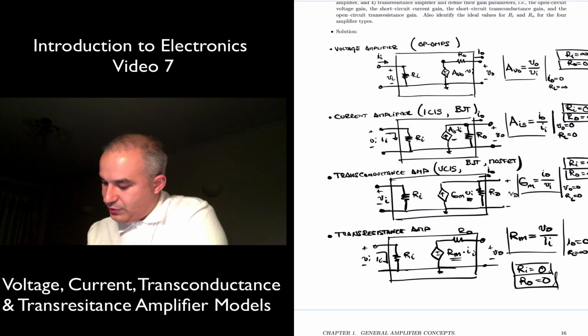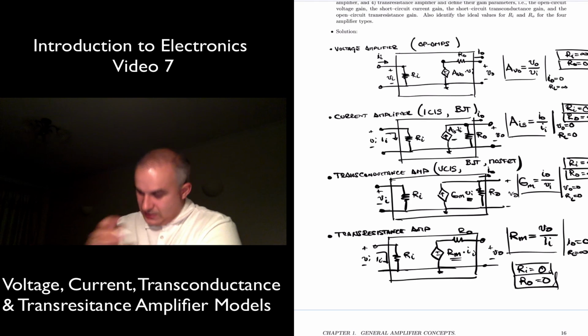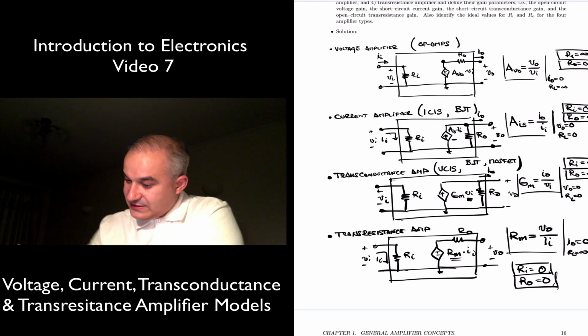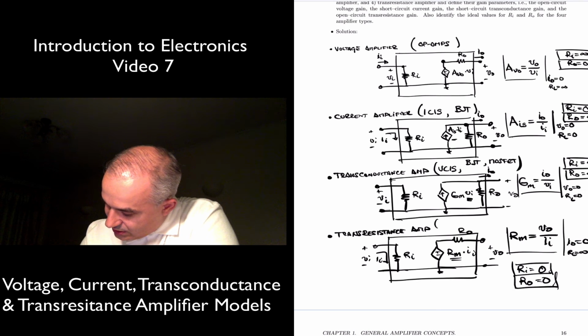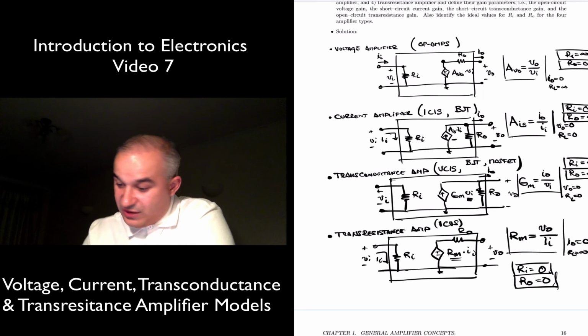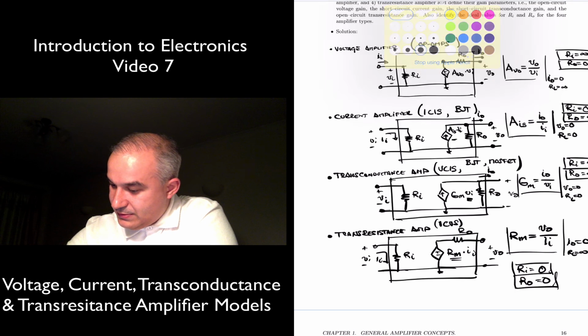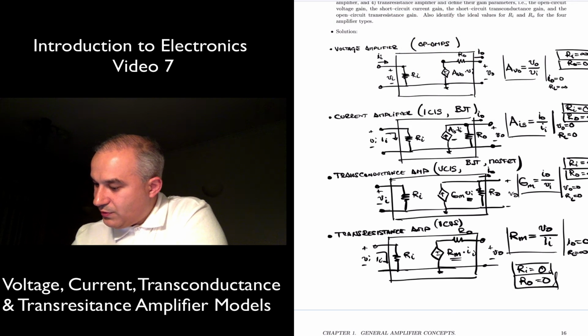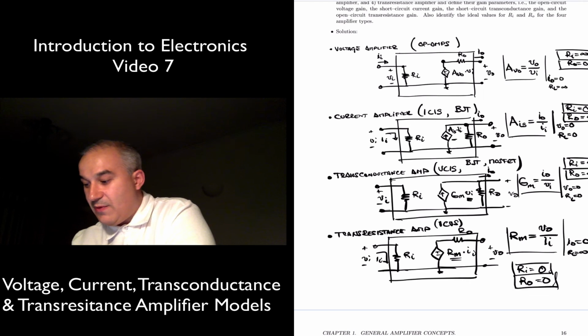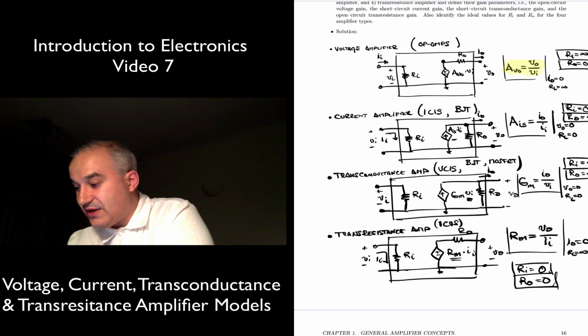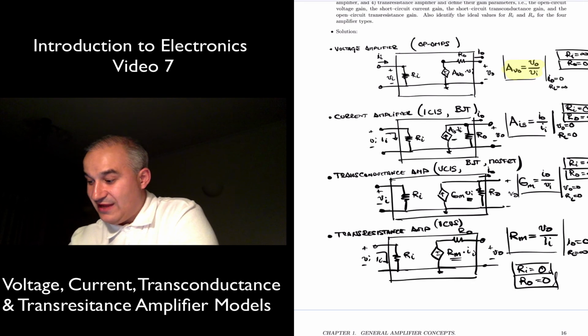Okay, so let's do a quick review. And I should say that this is a current controlled voltage source, and you will model all those sorts of amplifiers. Okay, so in a voltage amplifier, we have the open circuit voltage gain. Ideally, we want an input impedance that's infinity, and an output impedance that is 0.